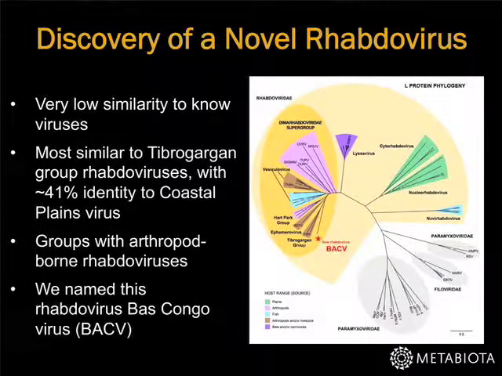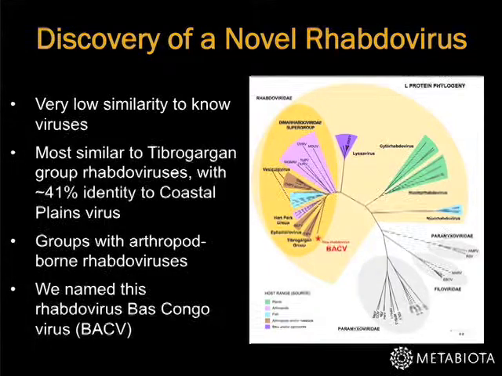So when we compared this to known viruses, it had very low similarity. In fact, it only shared about 41% of its genome with any known virus. And it was most closely related to arthropod-borne rhabdoviruses in Australia. So arthropods are ticks, fleas, mosquitoes, or biting flies. And in this case, these viruses were found in biting flies in Australia. So it's quite possible that this virus could be transmitted by biting flies in DRC as well. But further work will have to be done in order to demonstrate that.